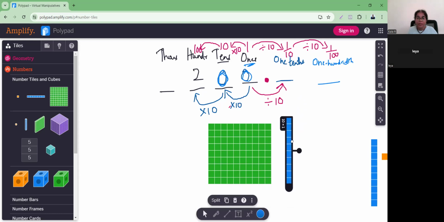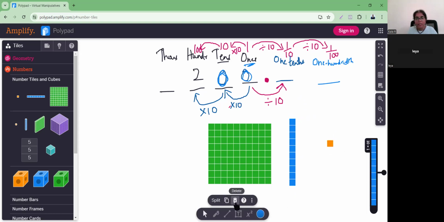Okay, if this is a 1/10, what will be a 1/100th? 1/100th is if I split this. If I split this, again, division means what? Splitting and distributing. If I'm splitting this, this becomes a 1/100th. So this will come in this place. Why we are showing this one is to visually understand how numbers are done.